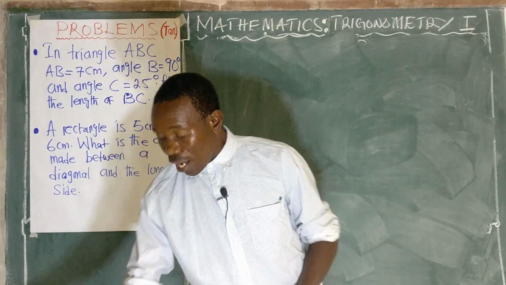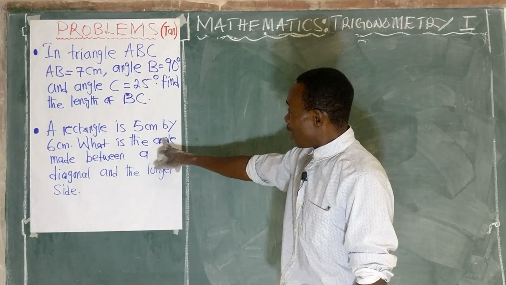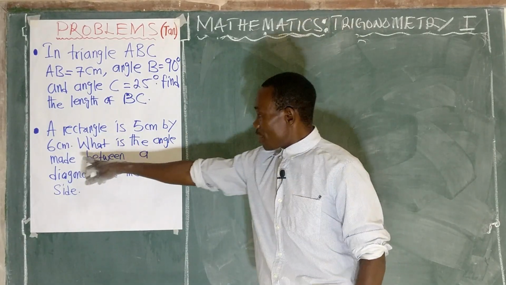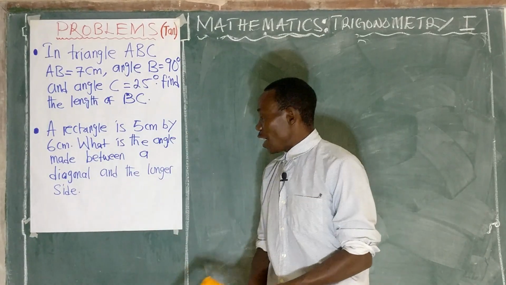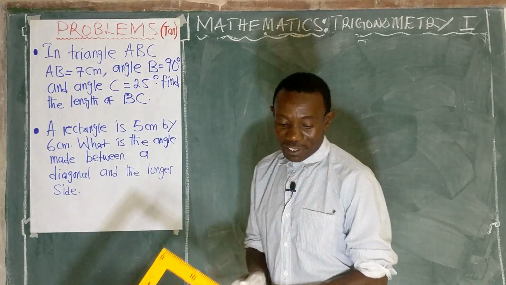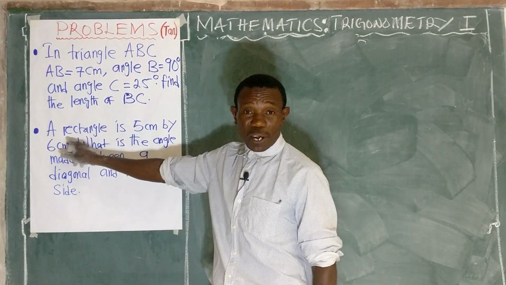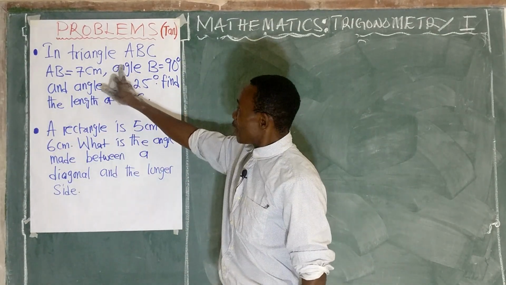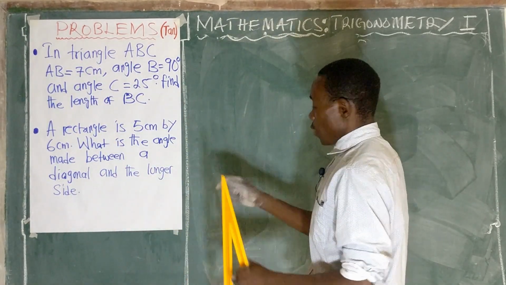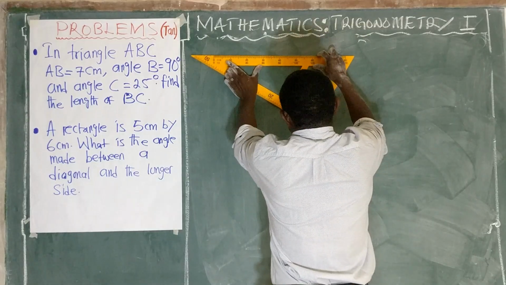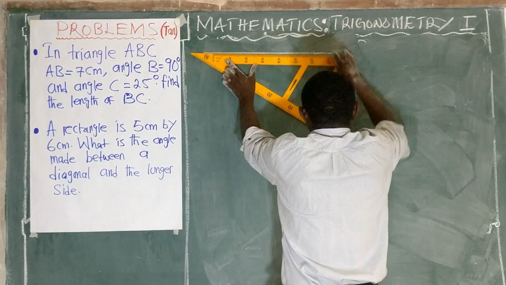So here we have a rectangle, which is 5 centimeters by 6 centimeters. We are asked to find the angle that is made between the diagonal and the longer side. First of all, you need again to draw the sketch of a rectangle, as previously we drew the sketch of the triangle. A rectangle, we know, is a 4-sided polygon with all interior angles being right angles.